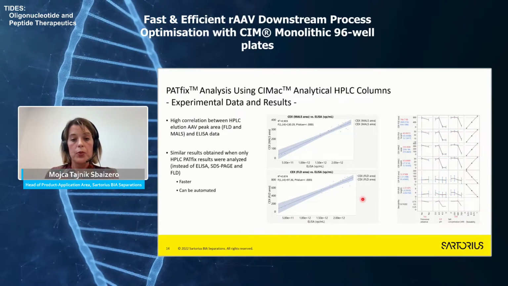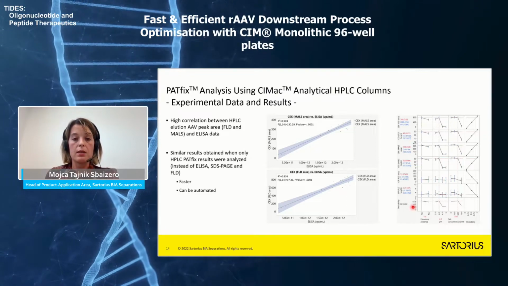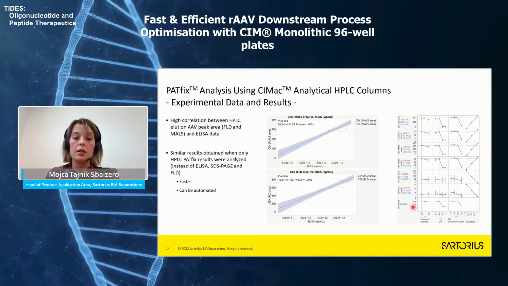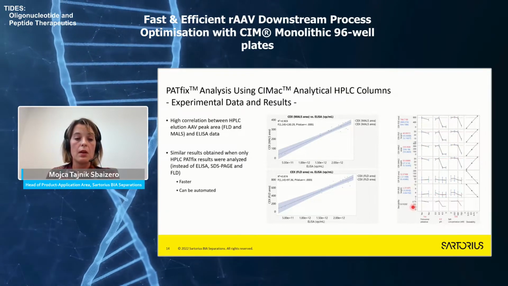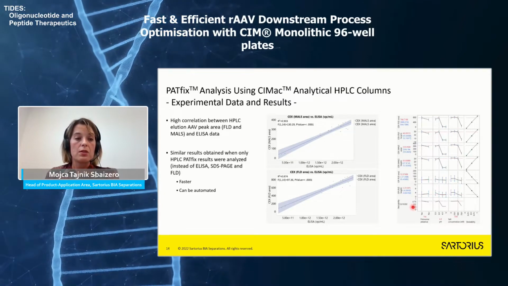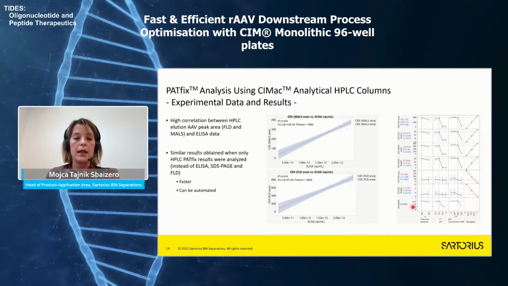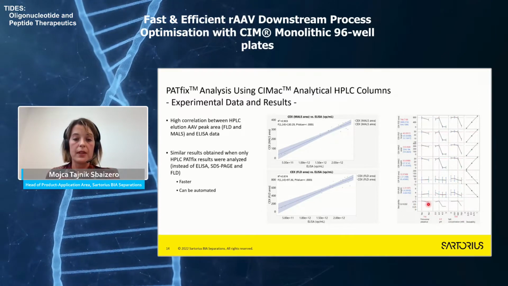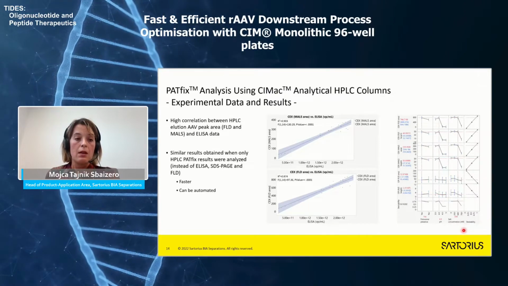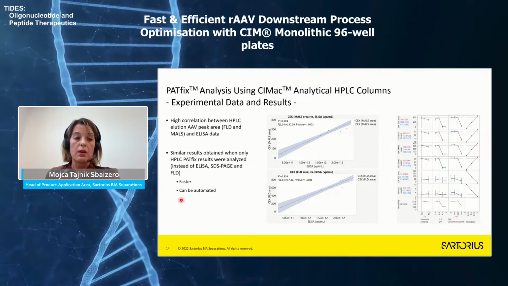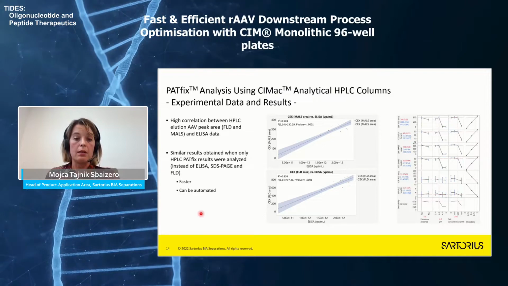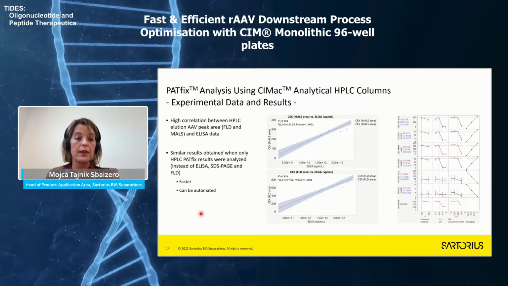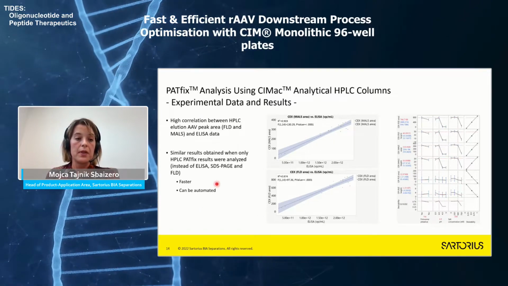Then we put just the HPLC results into the statistical analysis, excluding all the results we obtained in the first way of analysis. We just took the area of the AV peak and the area of the CIP peak, and we got very similar results to those we obtained the first way. But this was a lot faster than all the molecular biology techniques we used in the first version of analysis. And moreover, this can also be automated.